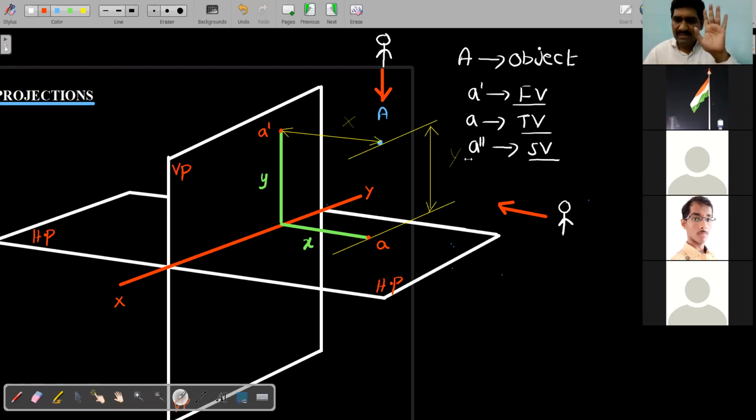I will go one by one, step by step. Somebody is asking, sir, how can we represent this in 2D paper? I can understand it. In the examination, listen all of you, there is no need to draw all these things. This is for our understanding only.